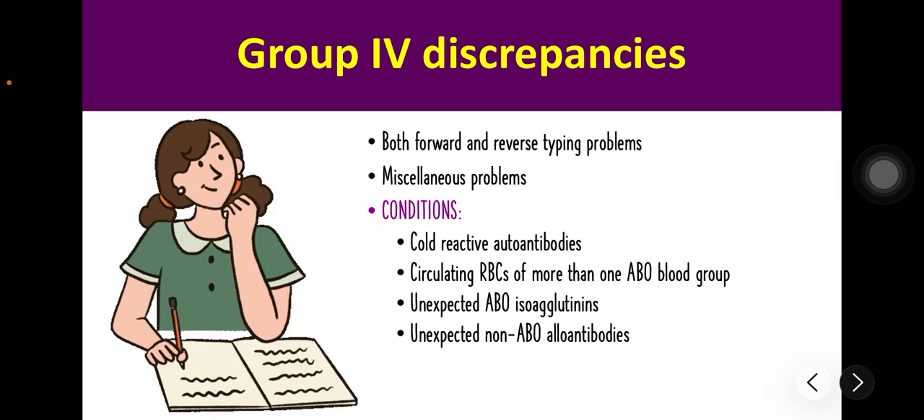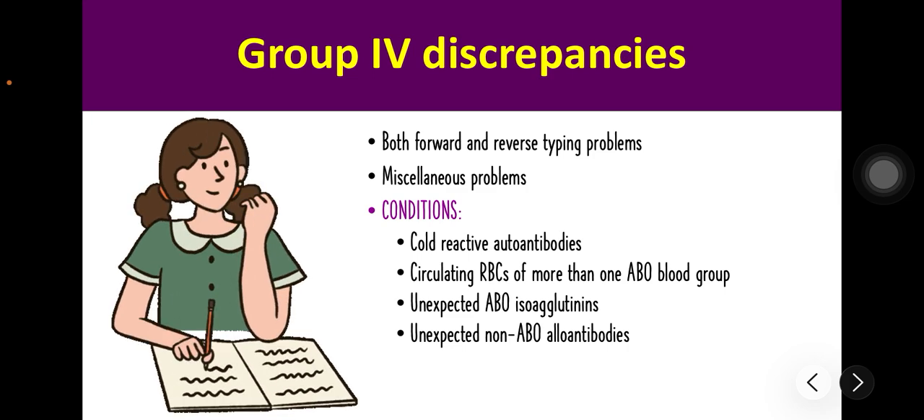This is a common cause where a potent autoantibody, like your anti-big I, coats the patient's red cells so heavily that they clump spontaneously in the presence of any reagent, or it can cause a false positive reaction in the forward typing. Because the antibody is in the serum, it also clumps the reagent A1 and B cells used in the back typing. Next, we have unexpected ABO isoagglutinins.